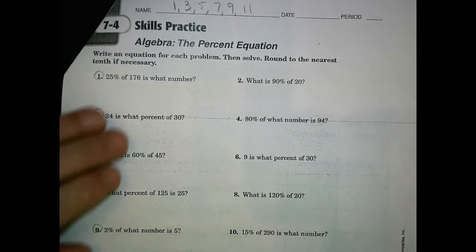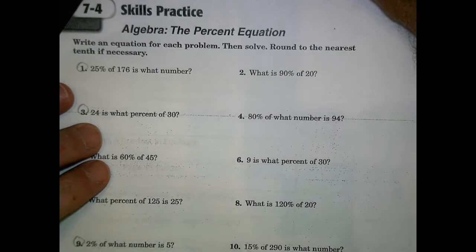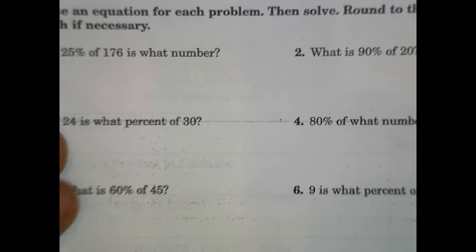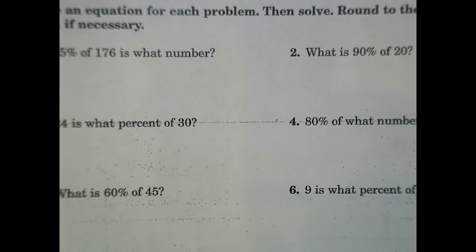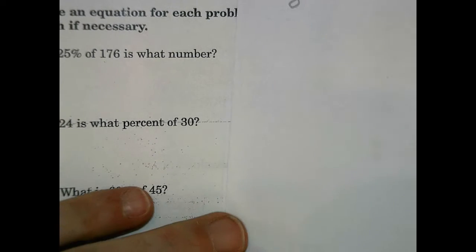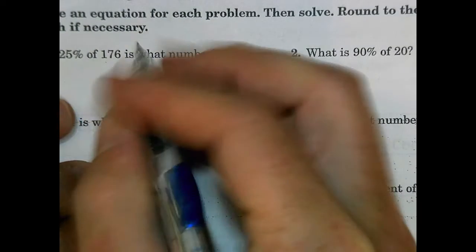All right, here we go. Let's see how we did. Let's take a look at number 1 first of all. I'm going to zoom in, and zoom back out. All right, so here we go. Looking at the first one. Our first one, we have 25% of 176 is what number?